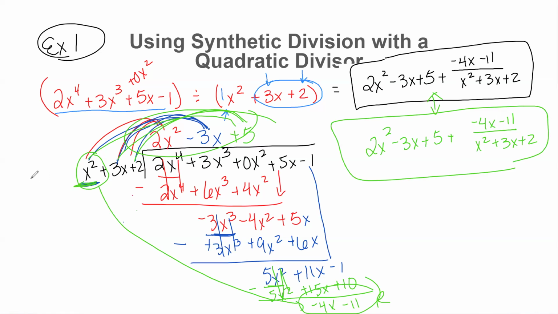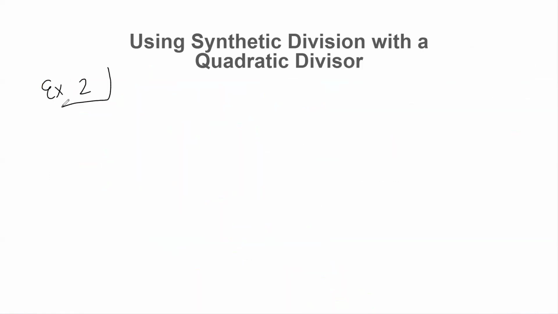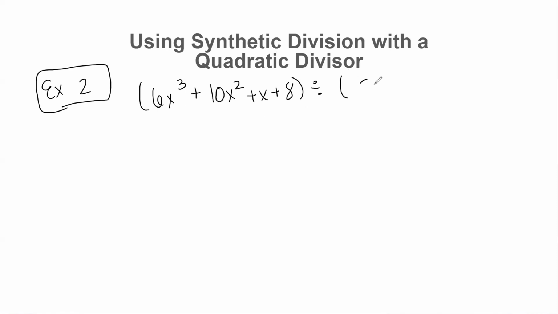I've got a second one. 6x cubed plus 10x squared plus x plus 8, so we don't need any zeros there, divided by 2x squared plus 1. So technically on this one, on the divisor, we have 2x squared plus 0x plus 1.